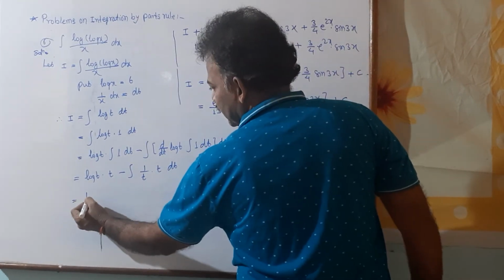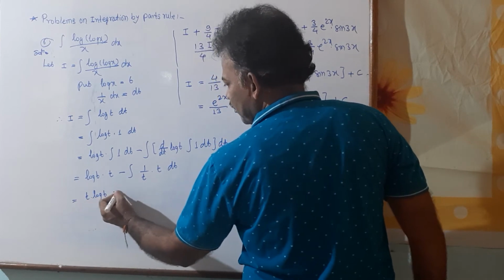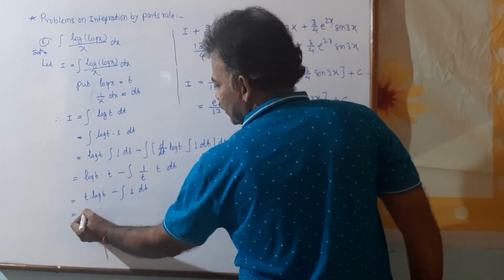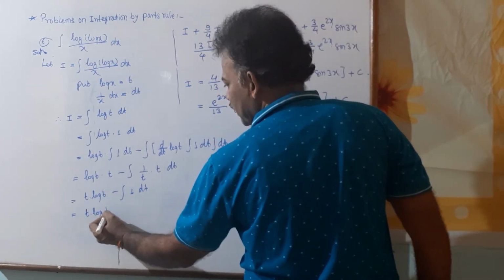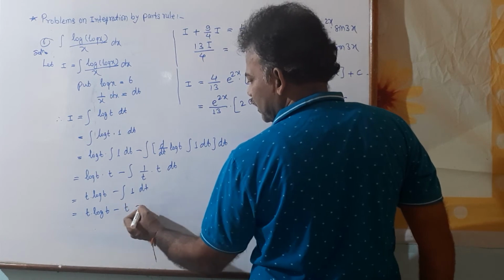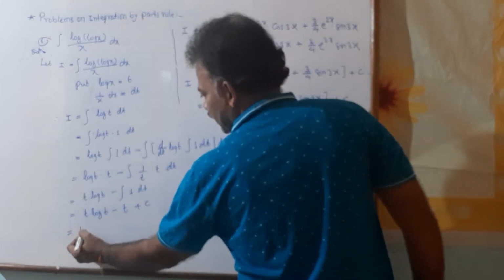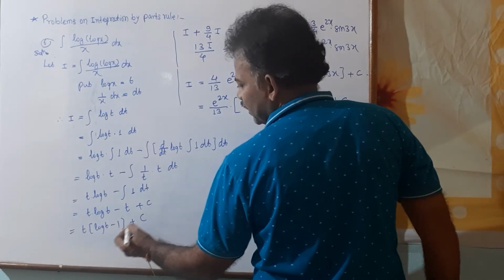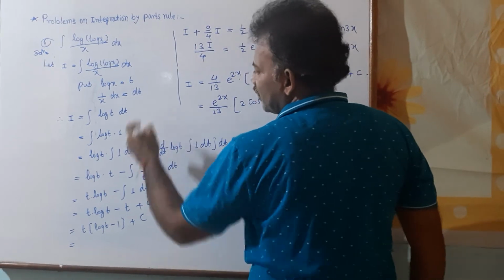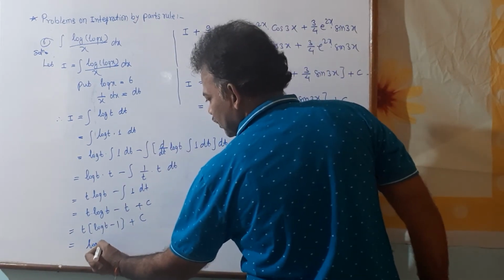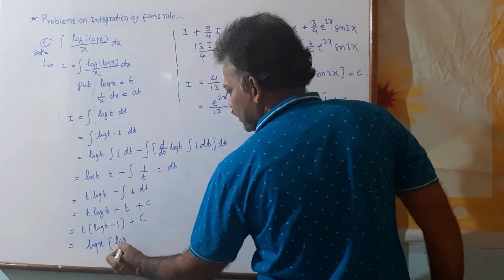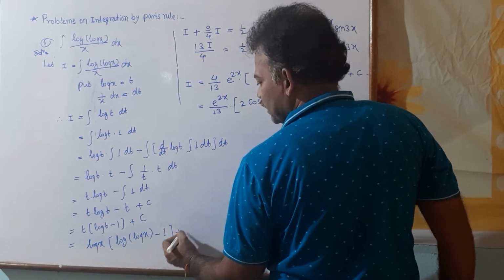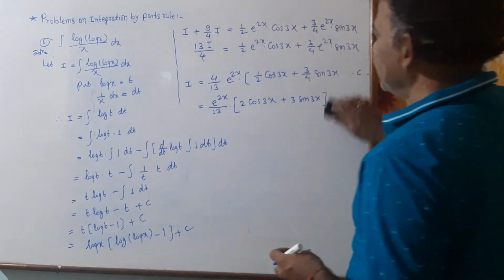So it is equal to t into log t minus the integral, where t cancels, we get 1 dt. So it is equal to t into log t minus the integral of 1 dt, which is t, plus c, and we can take t common here, in bracket log t minus 1 plus c. Finally we replace t by log x. So the solution is log x in bracket, log t is log x, minus 1 plus c, and hence the solution is completed.